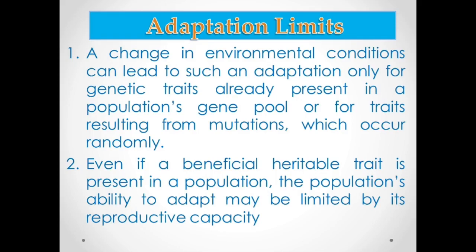And secondly, even if a beneficial heritable trait is present in a population, the population's ability to adapt may be limited by its reproductive capacity. Populations of genetically diverse species that reproduce quickly, such as weeds, mosquitoes, rats, bacteria, and cockroaches, often adapt to a change in environmental conditions in a short time. By contrast, species that cannot produce large numbers of offspring rapidly, such as elephants, tigers, sharks, and humans, take a much longer time, typically thousands or even millions of years, to adapt through natural selection. So it takes humans millions or even thousands of years to adapt through natural selection.